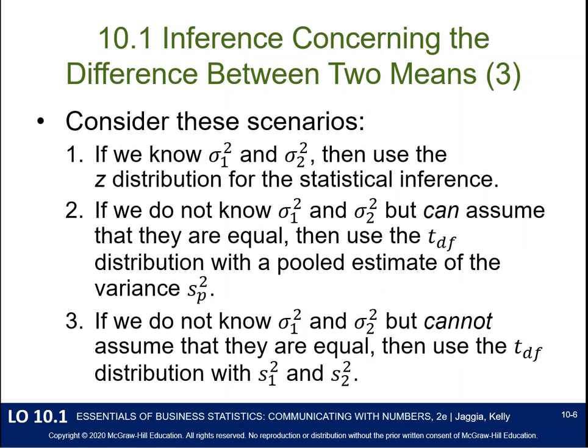Let's talk about some different scenarios that we have. We may know the variance and the standard deviation, in which case we'll use the z-test. If we don't know the variance and standard deviation, but we can assume that they're equal, then we'll use our t-statistic with certain degrees of freedom with a pooled estimate of the variance. And if we don't know if the variances are equal and we cannot assume they're equal, then we'll use the t-statistic with a distribution using sample 1's variance and sample 2's variance.